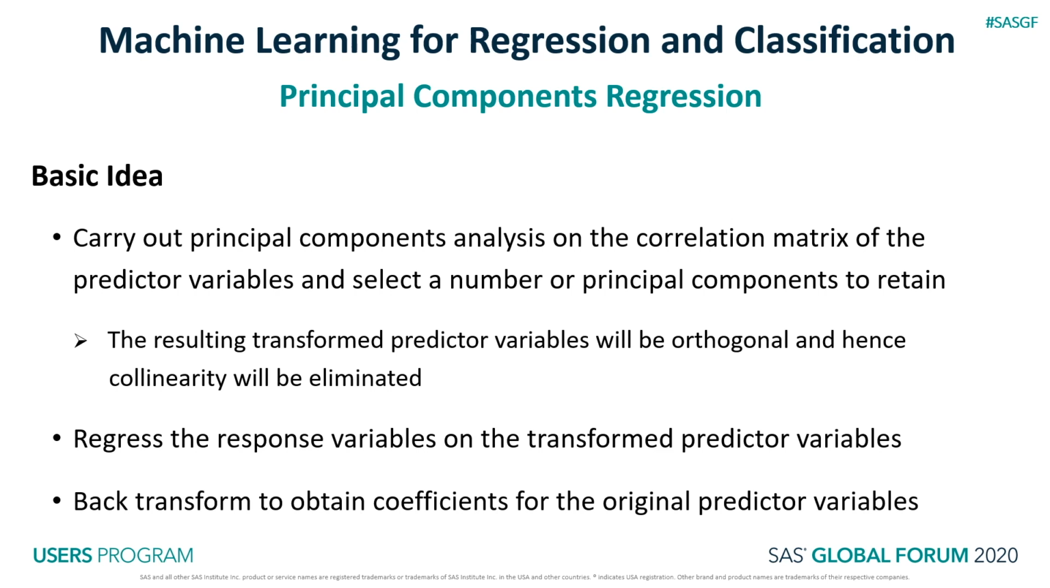Okay, moving on now to principal components regression, the basic idea is this. We've got some kind of collinearity that we're trying to deal with, and so we want to carry out principal components analysis on the correlation matrix of the predictor variables, and then select a number of principal components to retain. The resulting transformed predictor variables are going to be orthogonal, and hence collinearity will be absolutely, totally, and completely eliminated. Then we want to regress the response variable on the transformed predictor variables. Once we've done that, we'll back transform to the original scale to obtain coefficients for the original predictor variables.